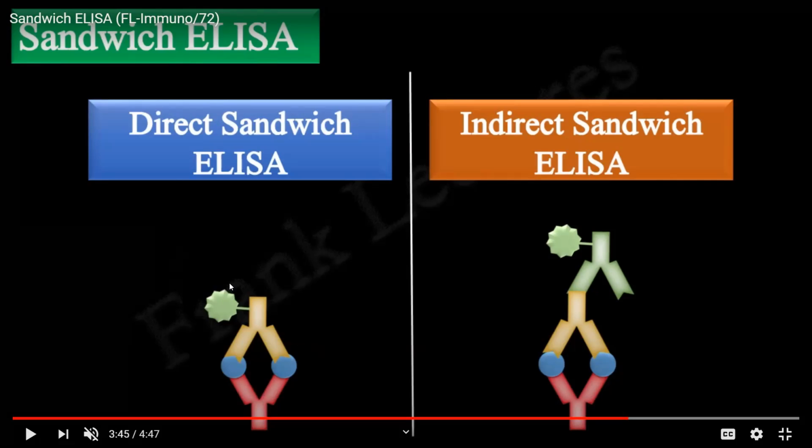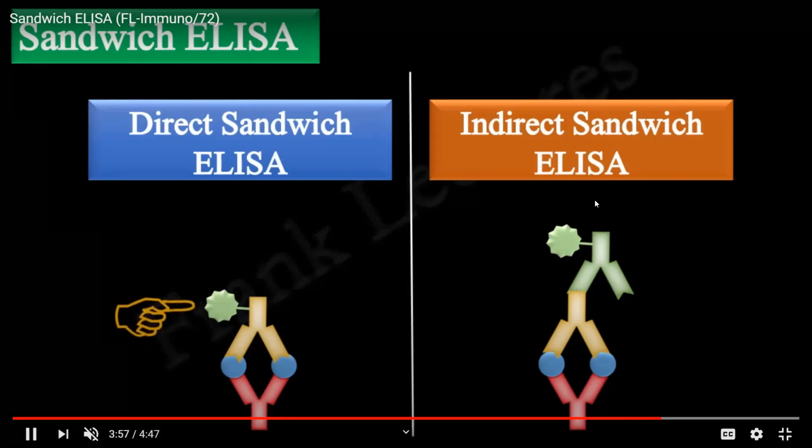just now what we studied was direct sandwich ELISA. Had it been indirect sandwich ELISA, the capture antibody would be there, the antigen would be added, then the primary antibodies would be added to it, and then the secondary antibody, which has the enzyme attached to it, would be added. So that is how an indirect sandwich ELISA is done. It has capture antibodies, primary antibodies, and secondary enzyme-linked antibodies.